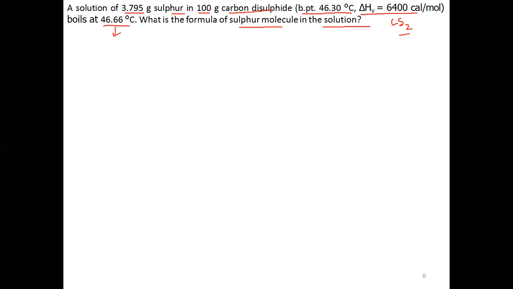So first we will write what is given. We are given weight of sulfur, Ws. It is weight of sulfur. It is 3.795 gram. Okay. Now we are given weight of solvent, which is carbon disulfide. W of CS2 is 100. Okay, but we are given boiling point of CS2, which is T naught. T naught is equal to 46.30 degrees Celsius. Now we have to convert it into Kelvin.